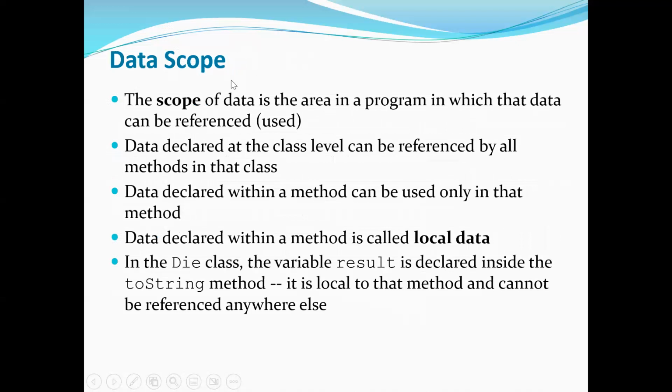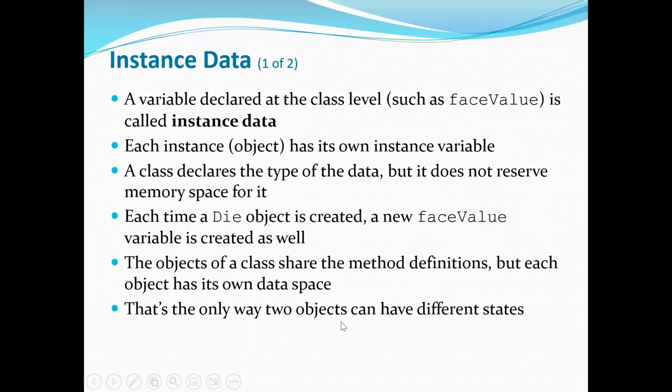So what is data scope? The scope of data is the area in a program in which that data can be referenced or used. Data declared at the class level can be referenced by all methods in that class. But data declared within a method can be used only in that method, not in the class. Data declared within a method is called local data. In the Die class, the variable result is declared inside the toString method, so it's local to that method and cannot be referenced anywhere else.